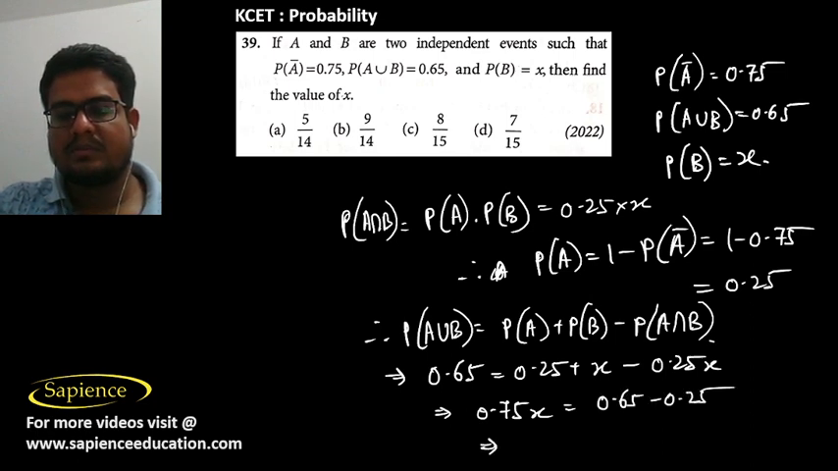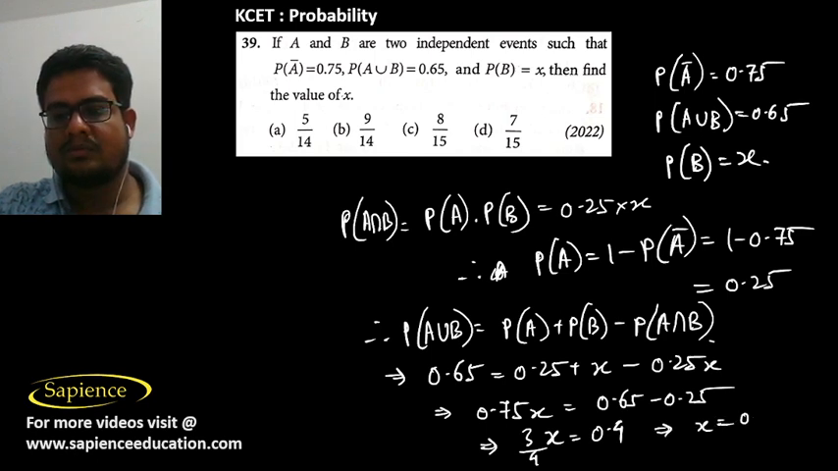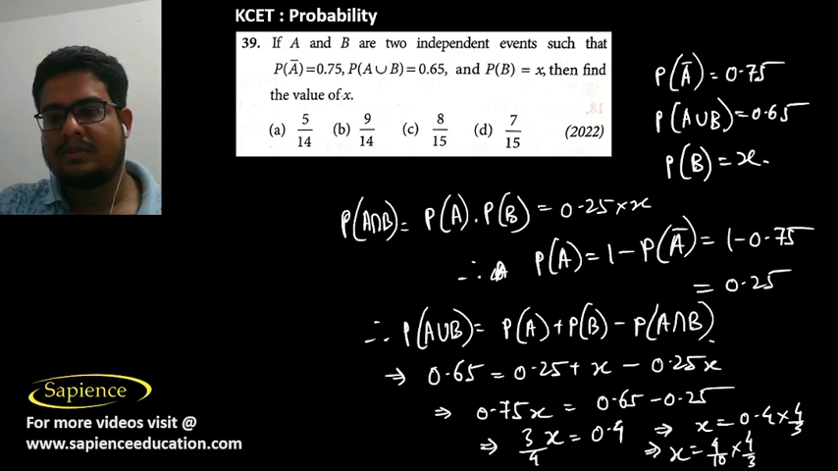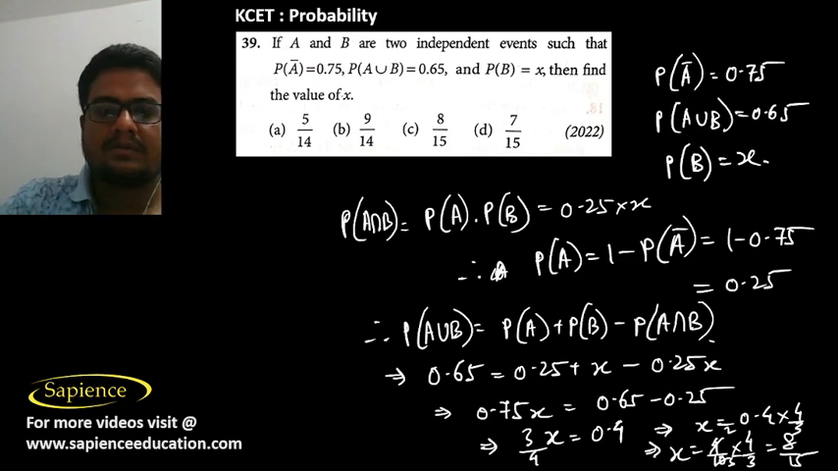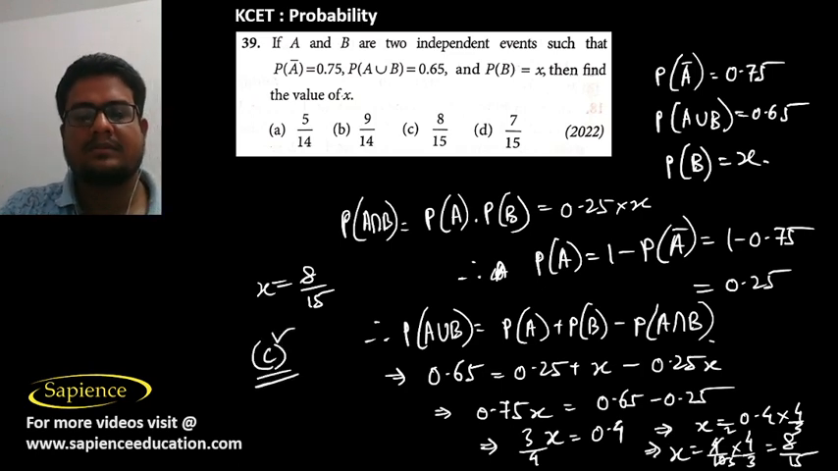So 0.75 means 3 by 4. So 3 by 4 X is equal to 0.4. So therefore X is equal to 0.4 into 4 by 3. So X is equal to 4 by 10 into 4 by 3. So 2 2s are 4, 2 5s are 10, so this is 8 by 15. X is equal to 8 by 15. So option C is the correct answer.